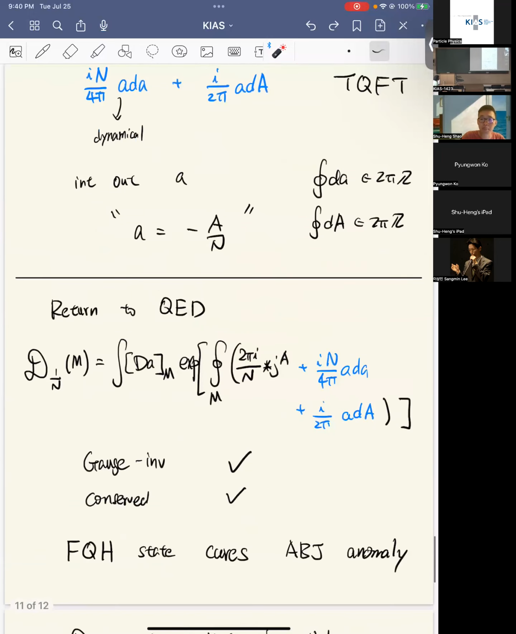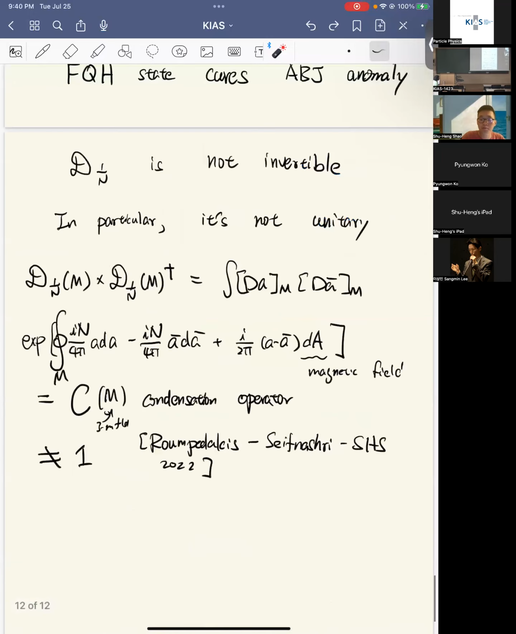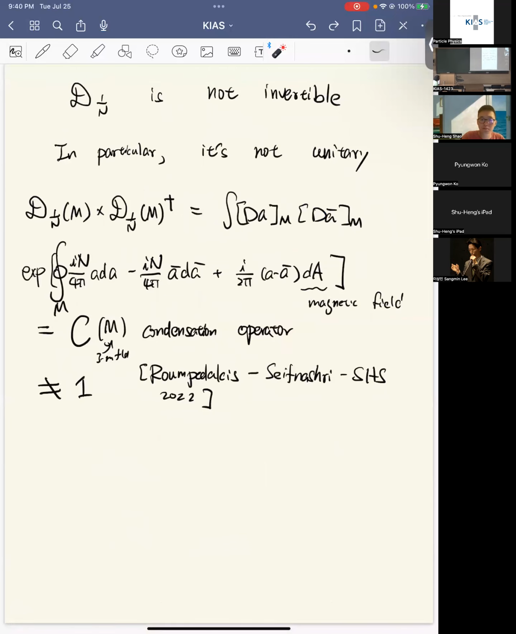Any other questions? Is there no special choice of parameters to see that C becomes 1? Is there some kind of condition? There may or may not be. It certainly depends on the manifold M. It certainly also depends on the state you want to act on. But the statement is that it's generally not the identity operator. I see.